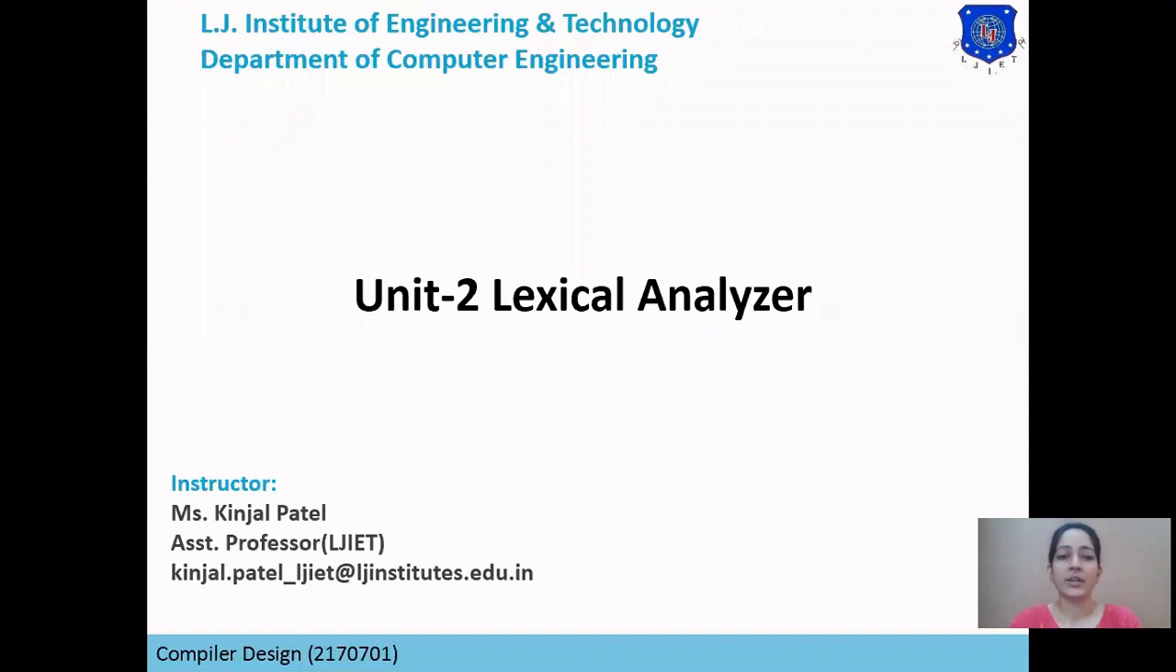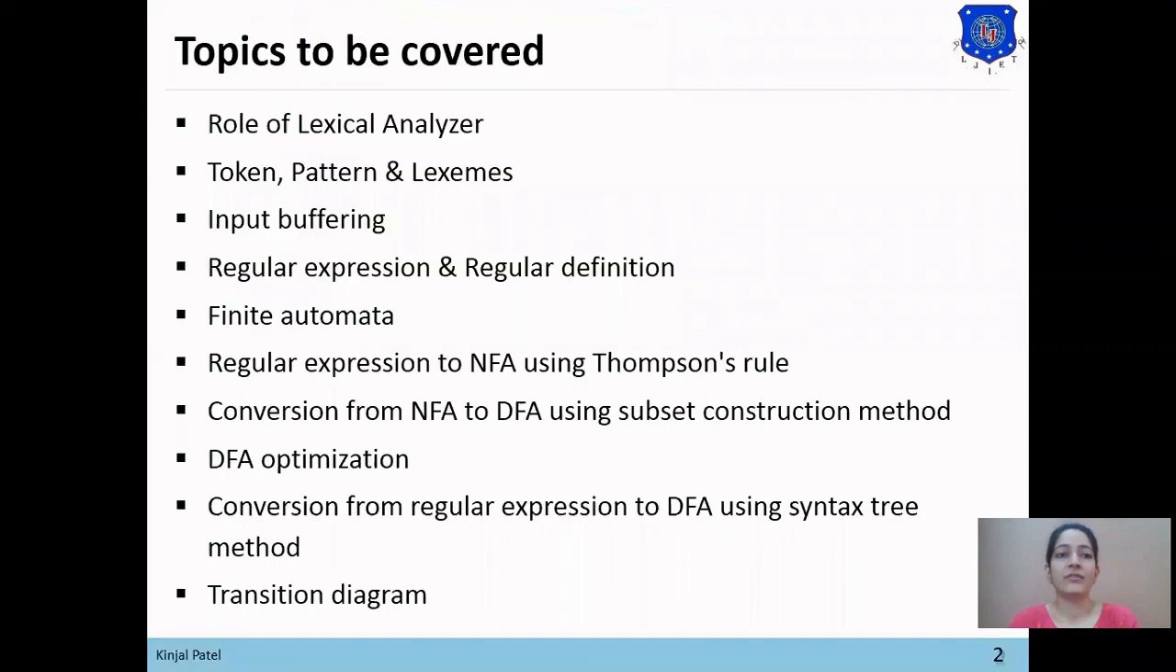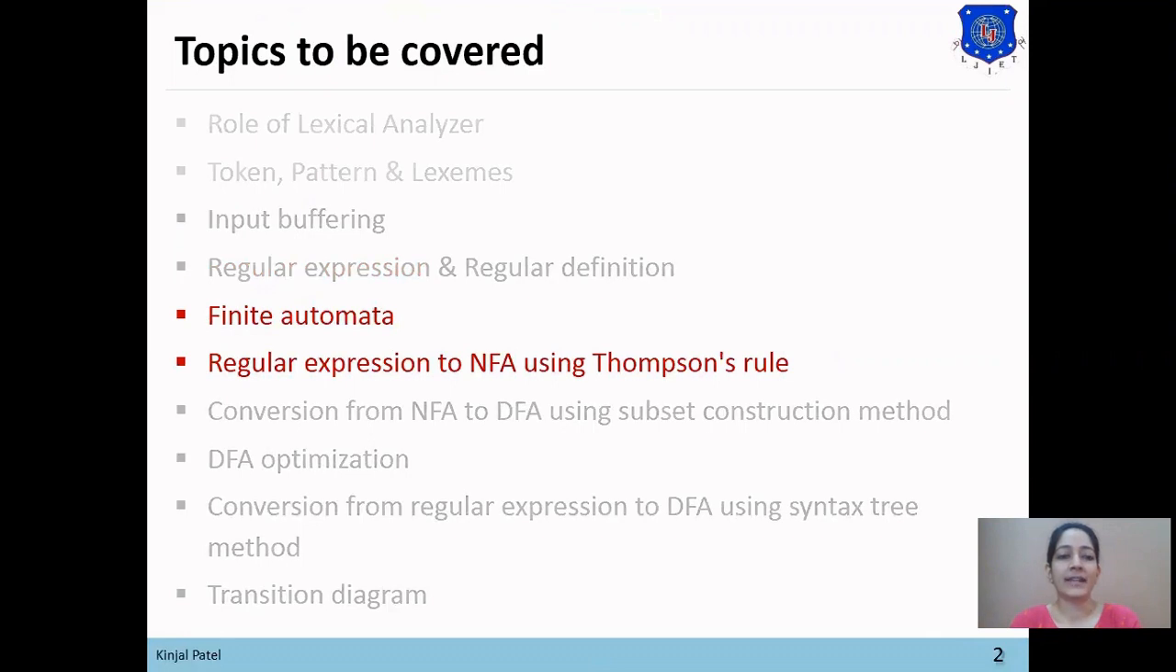So here is Chapter 2, Lexical Analyzer, Lecture 2. In the first lecture of Lexical Analyzer, we learned the role of Lexical Analyzer, token, pattern and lexemes, then different techniques of input buffering, regular expressions and regular definition. And in this lecture, we will learn finite automata and regular expression to NFA using Thompson's rule.